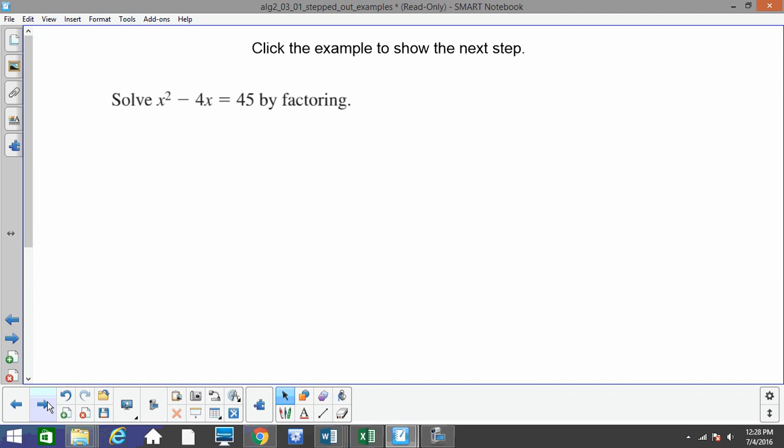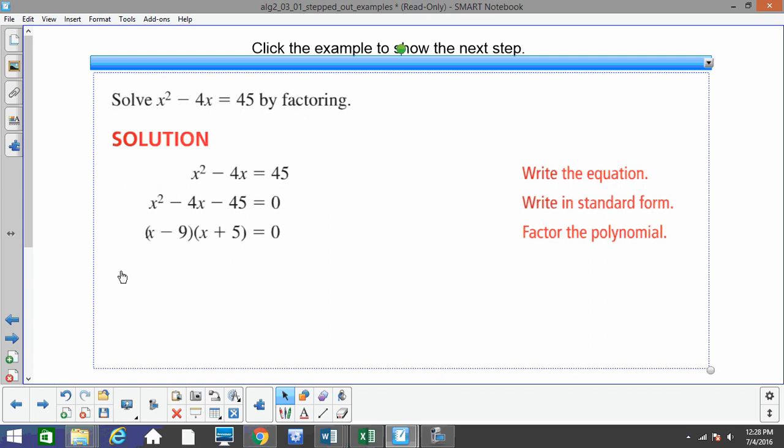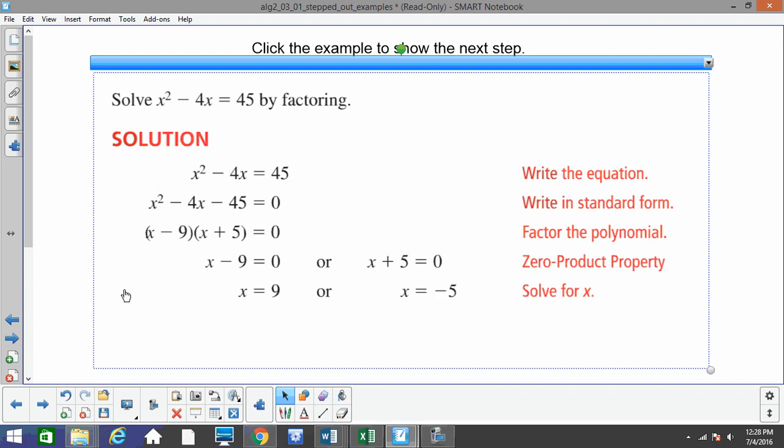So we're going to solve this one by factoring. Subtract 45. Then you're going to factor, find two numbers that multiply to negative 45, add to negative 4. Then you set each of those factors equal to 0 using the zero product property. X is going to be 9 or negative 5. And if you were graphing, that's where they're going to cross your x-axis.